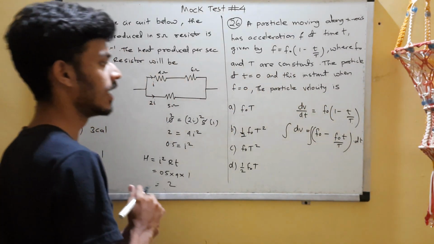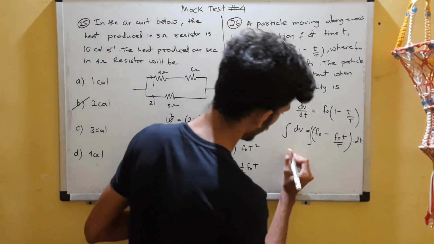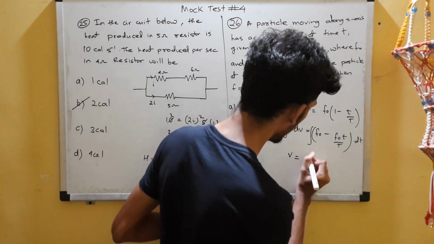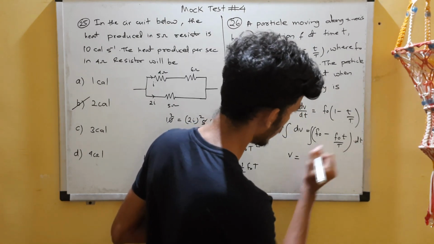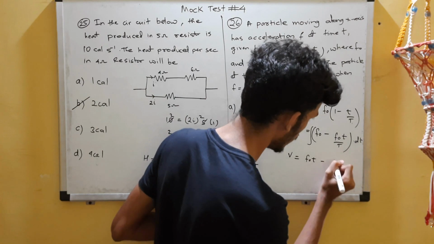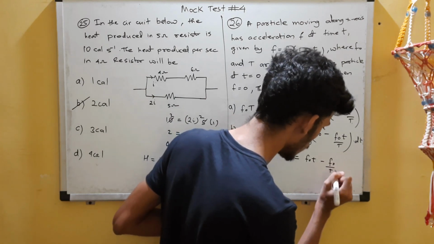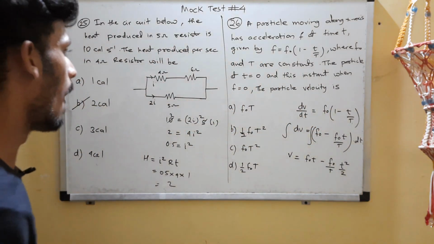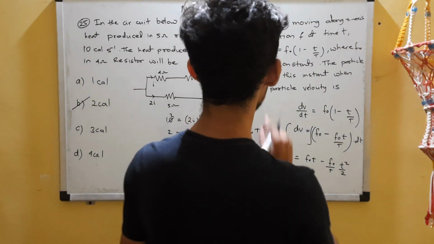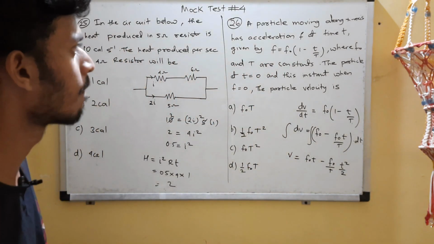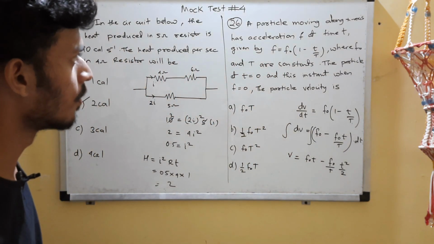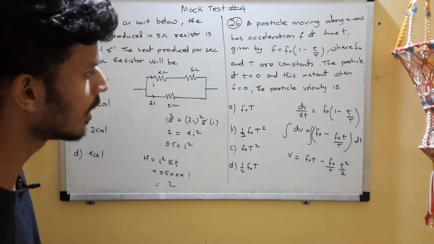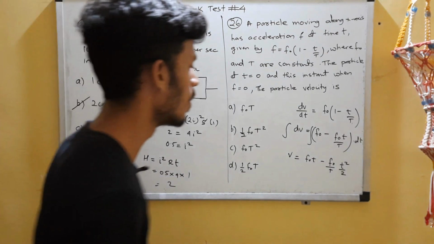I'm basically integrating. So here v will get integration of dv as v. Initial velocity we'll assume it as 0. Here we'll get f naught t, minus f naught by T is constant, and here we'll have t square by 2. Now we are told that when f becomes 0, we are supposed to find the velocity of the particle. So first of all, when f becomes 0, what will be the time?